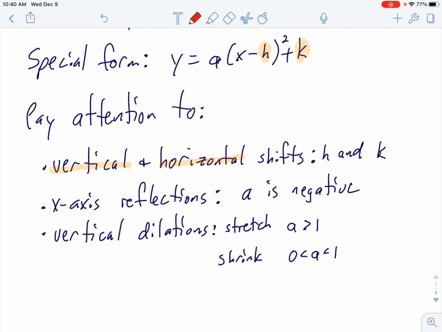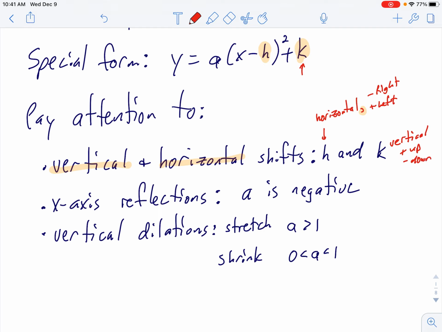So h is your horizontal, and it always goes the opposite. So minus is right, positive is left. So let me write that down. Minus right, plus left. And then the k here, a number added outside of the parentheses, is vertical shift. A vertical shift. Well, if I could spell that right, that would be awesome. And positive is up, negative is down.